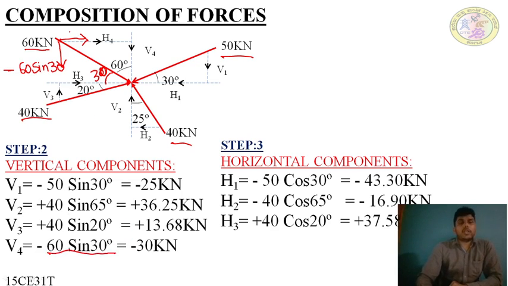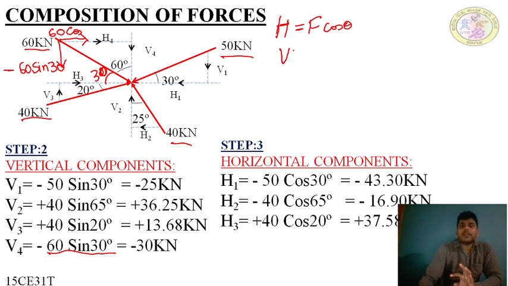Now let's go to the horizontal component. Again, the horizontal component formula is F cos theta. F is 60 kilonewton. Always keep in mind, whatever angle we have, we resolve the force with horizontal component H equal to F cos theta and vertical component equal to F sin theta. Both are with respect to x. Keep this in mind, always take the angle with respect to x. It will be easy for you.